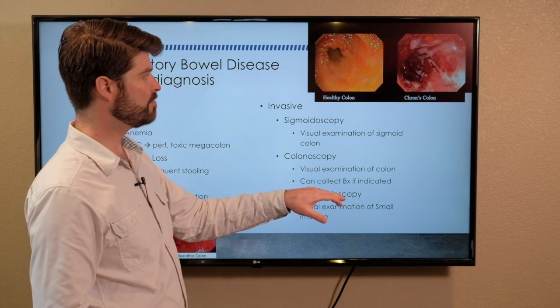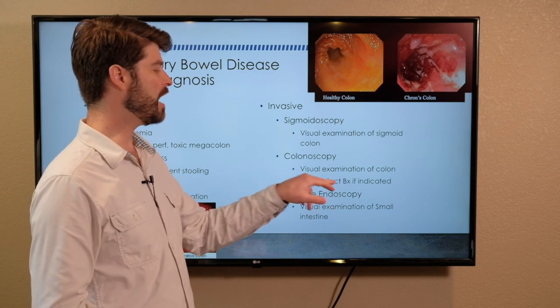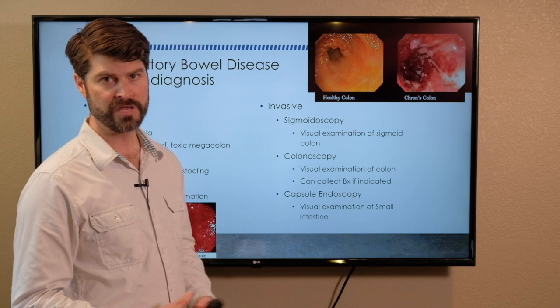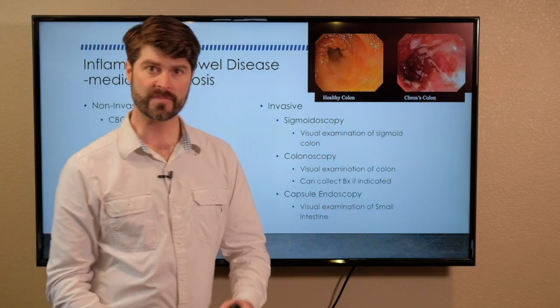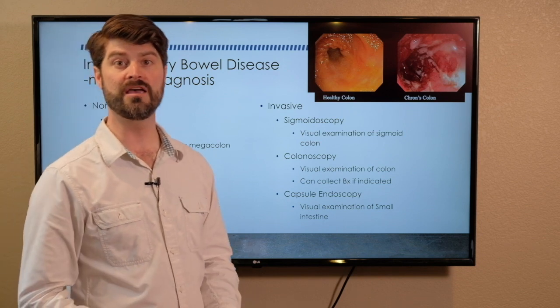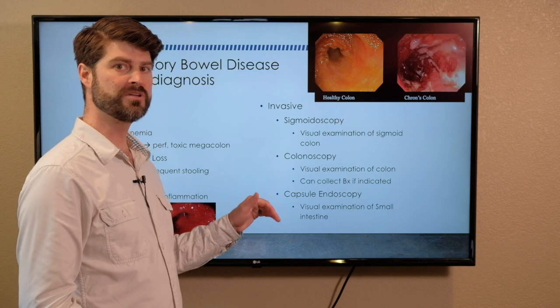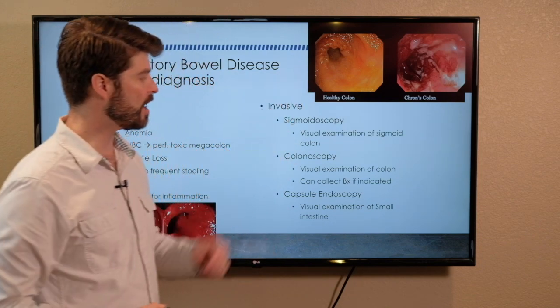The other thing that can be done when endoscopy is being performed on the bowel and the colon is a biopsy can be collected if it's indicated. Meaning if they see abnormal tissue, they'll collect a biopsy or a tissue sample of that abnormality to look at it under a microscope to identify, yes, it is in fact that disease process at work.